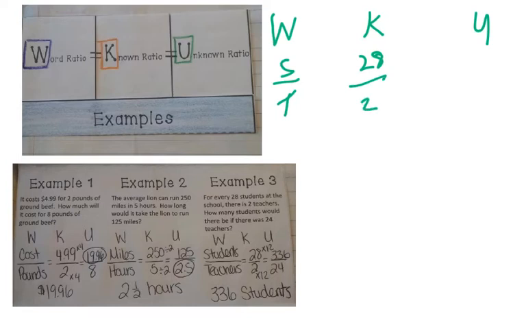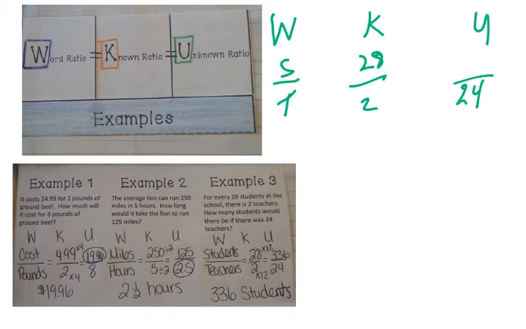we have, for every 28 students at school, there are 2 teachers. How many students would there be if there were 24 teachers? Okay? So, again, W, K, U. So I have students to teachers. I have 28 students per 2 teachers. They want to know if there are 24 teachers, how many students that is.